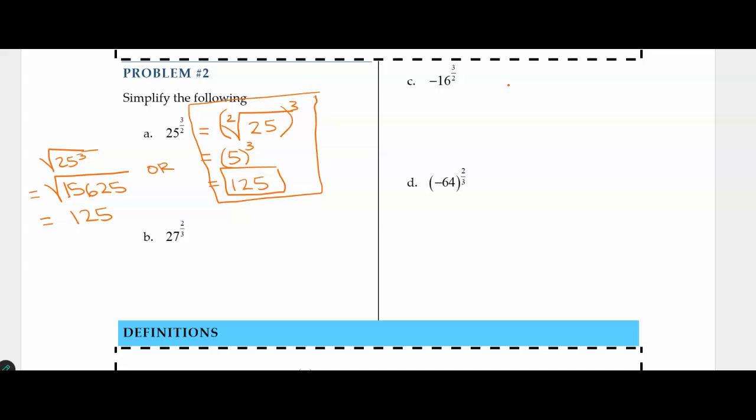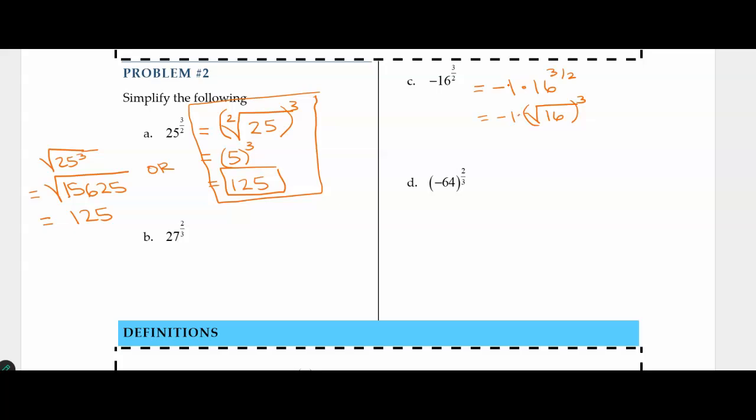All right, let's do a couple more here. Let's do both C and D on this. So again, this negative out here is like a -1 times 16. So let's write it down that way. It'll help us. And then that's just the 16 is being raised to the 3/2 power. So I've got -1 times the square root of 16, all raised to the 3rd power, right?